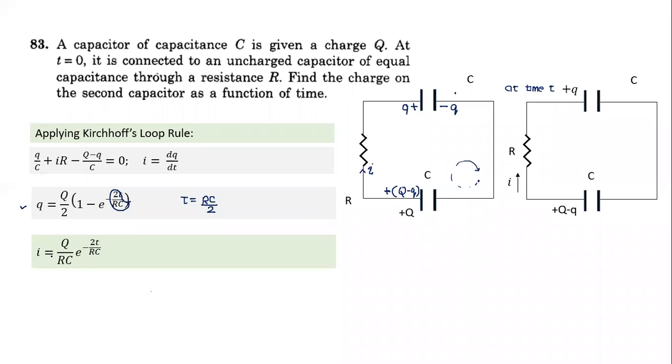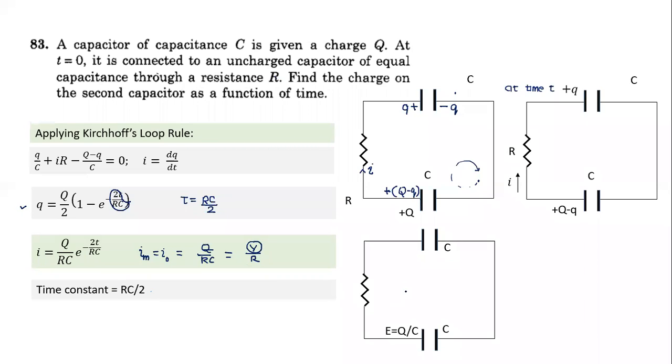The other thing we notice here: if I differentiate, I will get the value of current. The maximum value of current, which many times we call I naught, is equal to Q by RC. And this Q by RC I can write as V by R. What is V here? The potential difference across the capacitor. So we can think of the time constant as RC by 2.